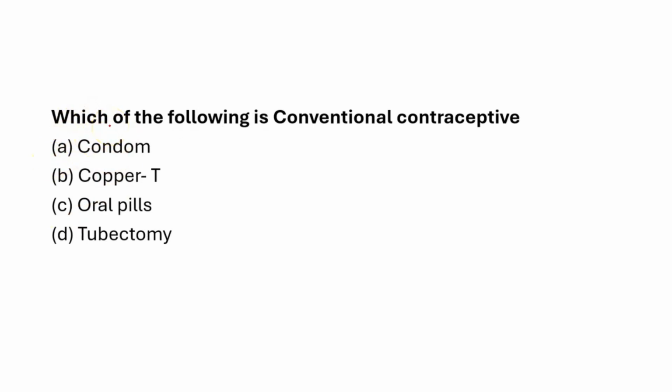Next question is, which of the following is a conventional contraceptive? We have read these are the contraceptives which require action at the time of sexual intercourse. So the answer among them is condoms.